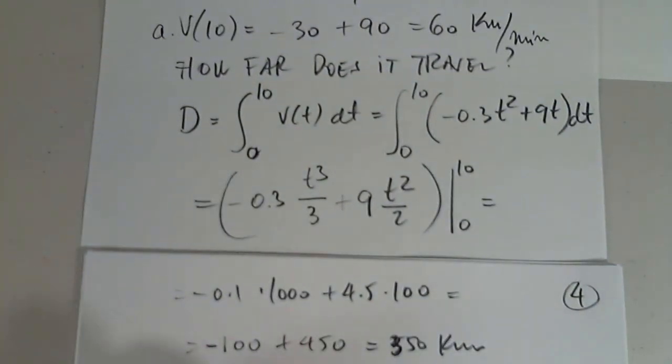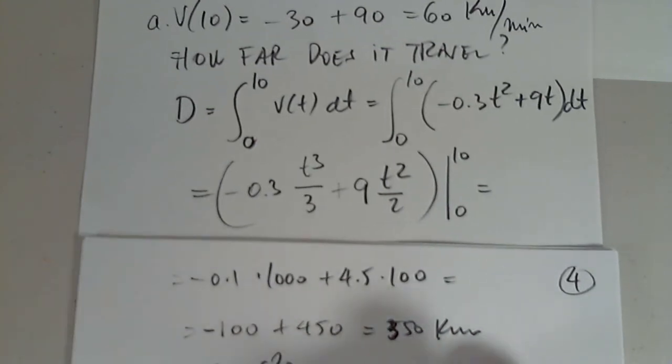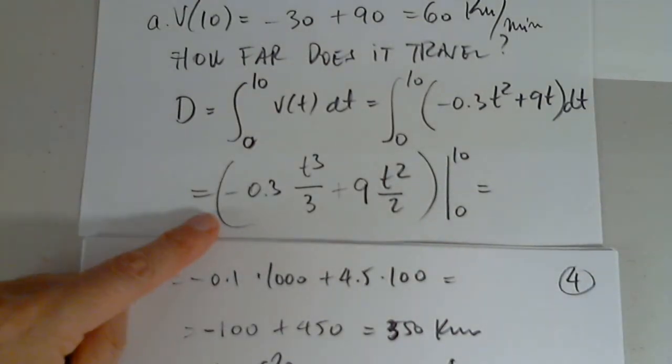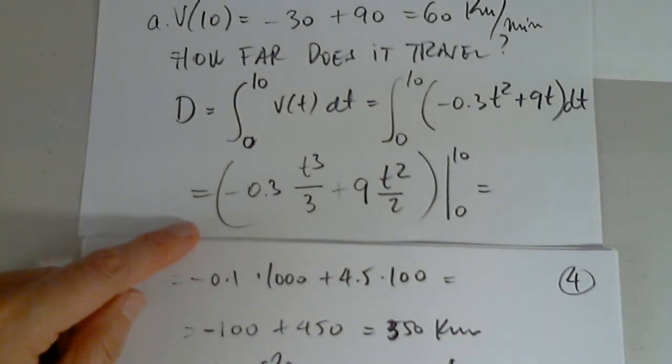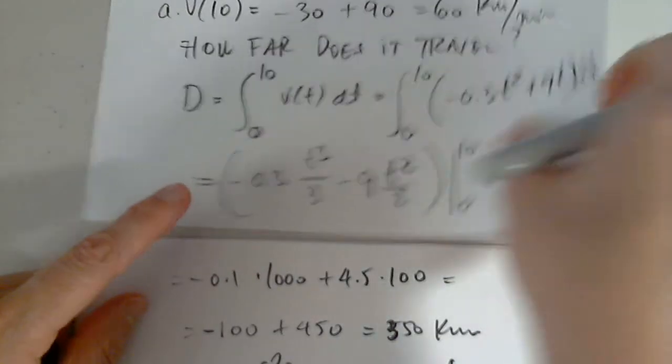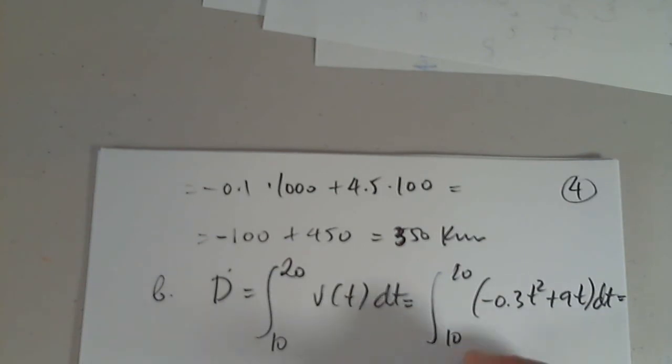Aha. So in part B, we are asked to find the integral from 10 to 20 of v of t dt. And that will be the integral from 10 to 20 of -0.3 t squared plus 9t dt. But I already have the answer here, which was -0.1 t to the third plus 4.5 t squared. But now I have the integral from 10 to 20.